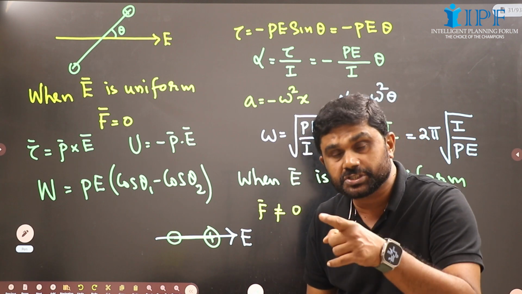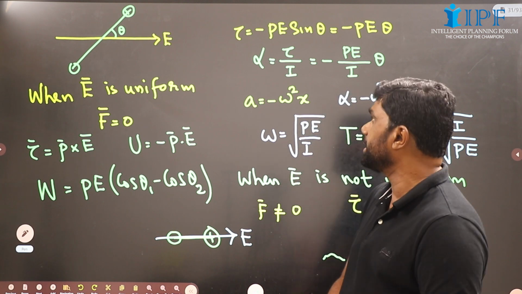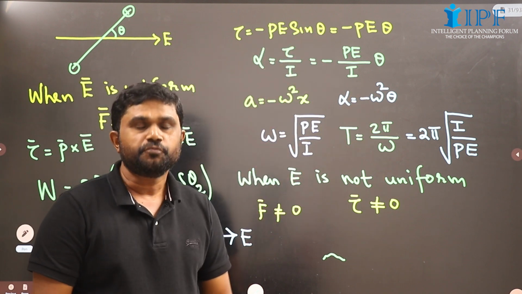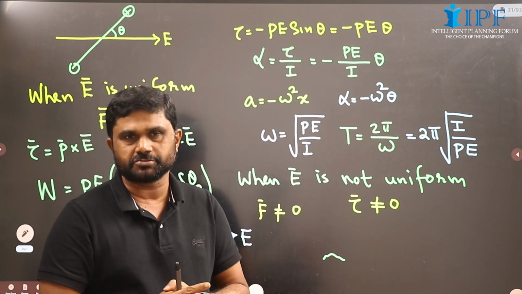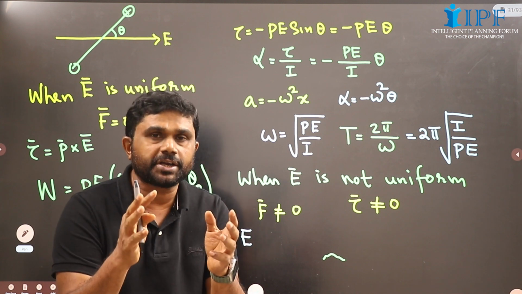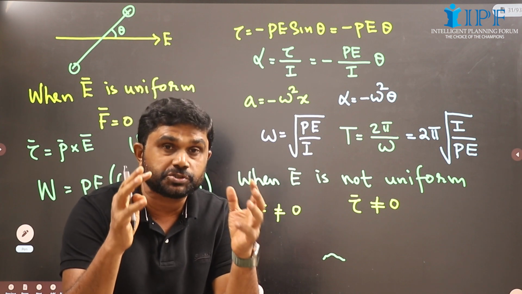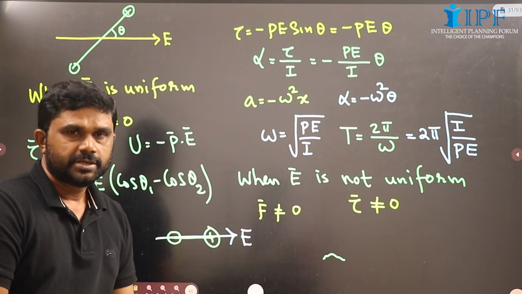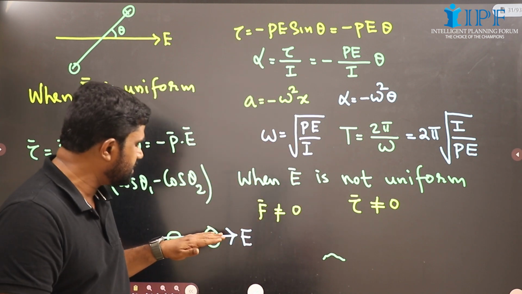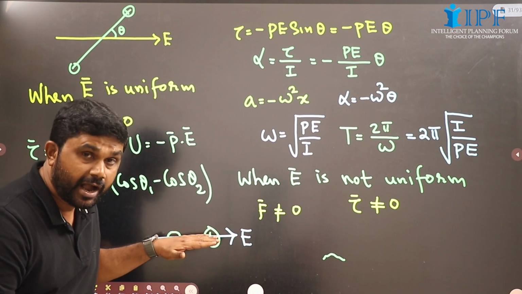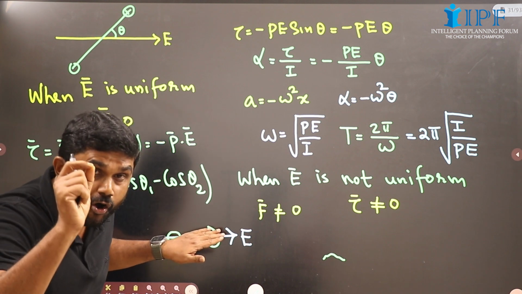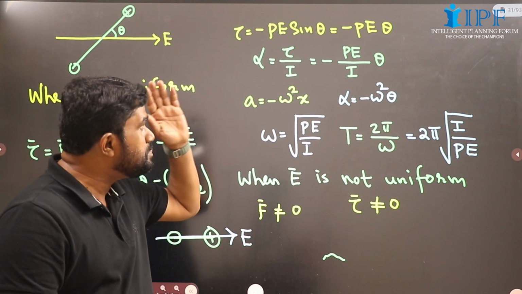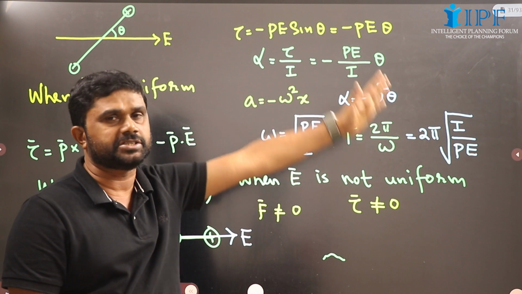As it opposes the angular displacement, let us represent tau equal to minus Pe sin theta. What is the significance of that negative sign? The torque is so as to reduce theta. That is being shown by this negative sign. I have told you, this dipole I have tilted through a small angle. When theta is very small, I can simply replace this sin theta by theta.